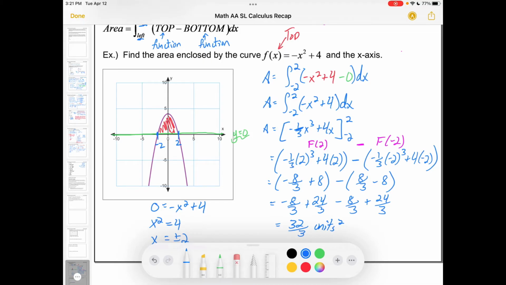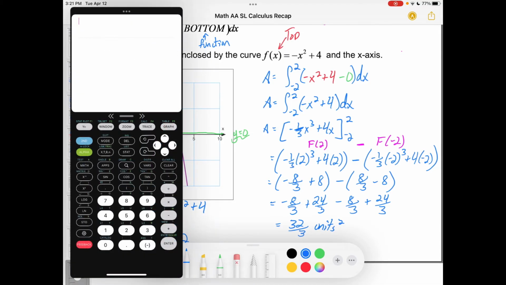If we wanted to do this on the GDC, then I'll do the definite integral. I'll go alpha, window, and 4, or you can find it under math. And I'm just going to type in this integral right here, negative 2 to 2 on negative x squared plus 4. I hit enter, gives me 10.66666, which is 10 2/3, or 32 over 3. If you want to, you can use the fraction button to have it convert the answer into a fraction. Or on a paper 2, we can just leave it as 10.7.